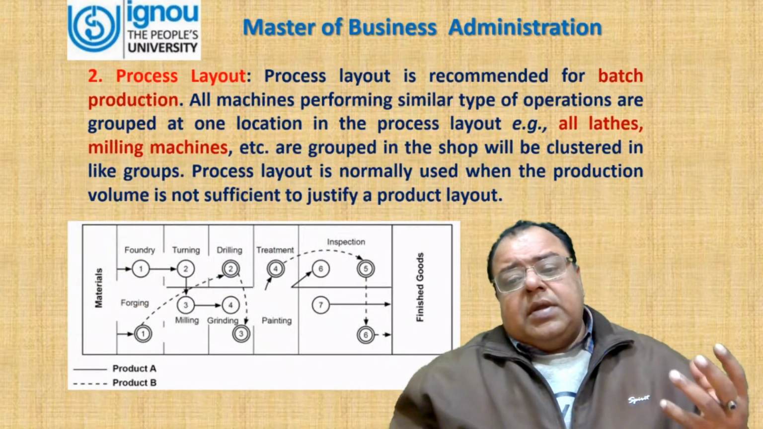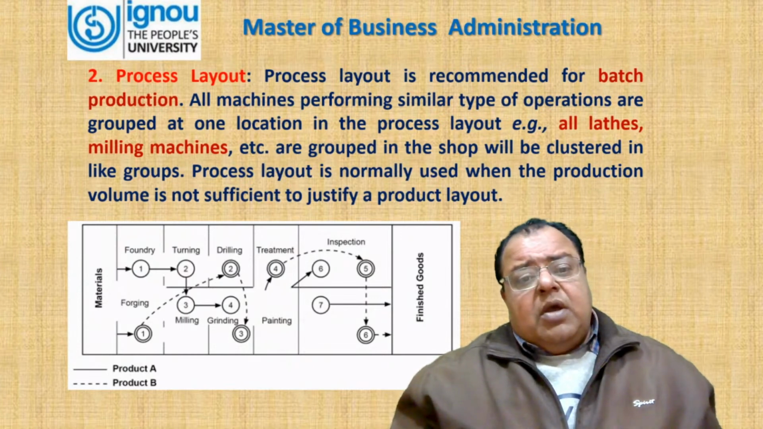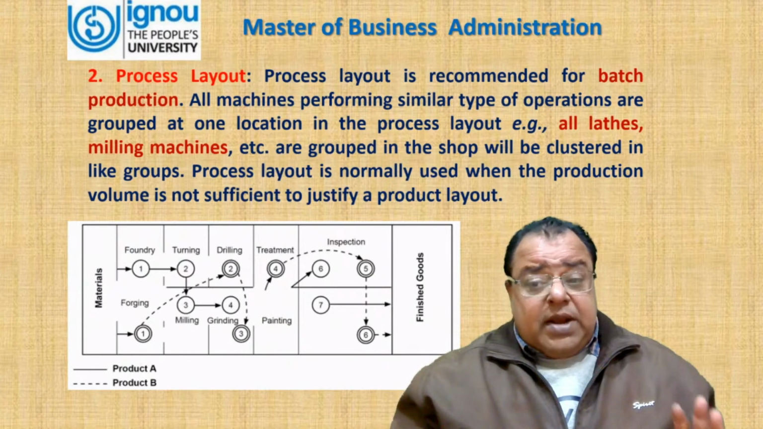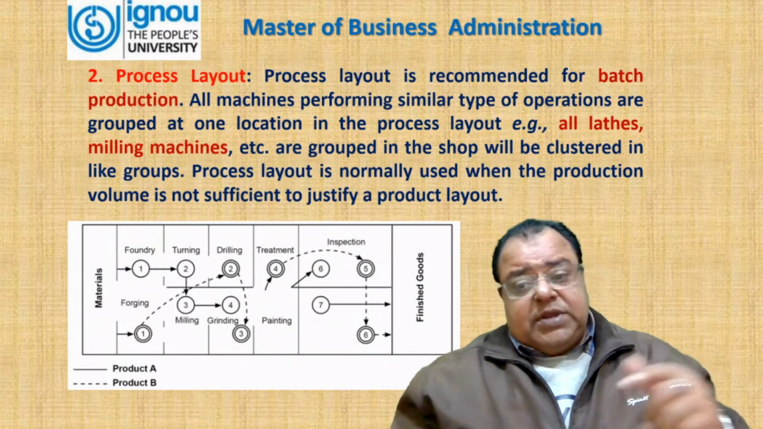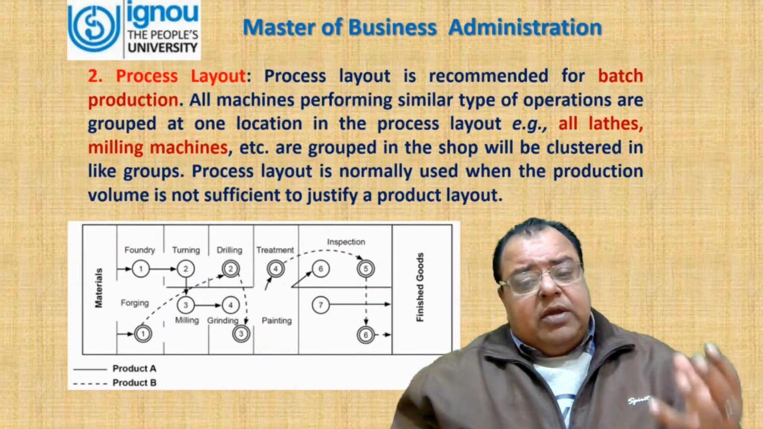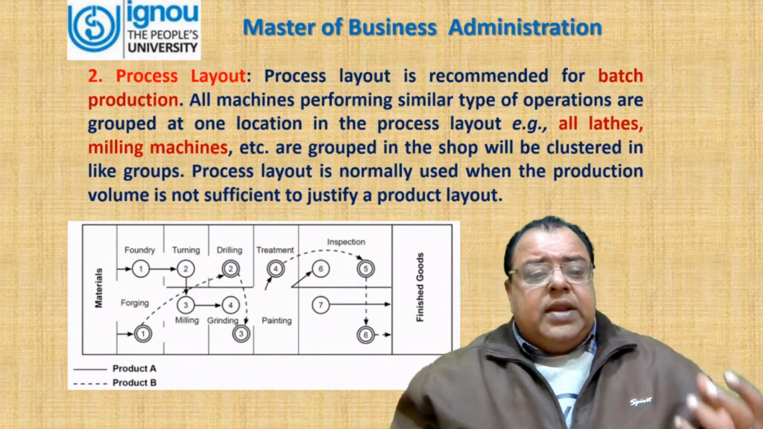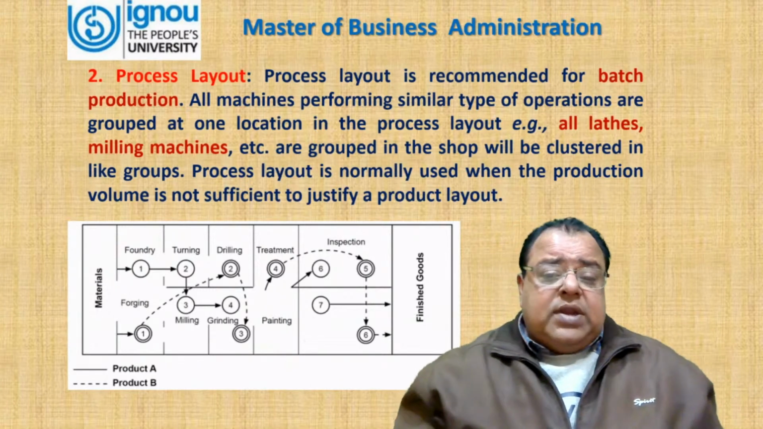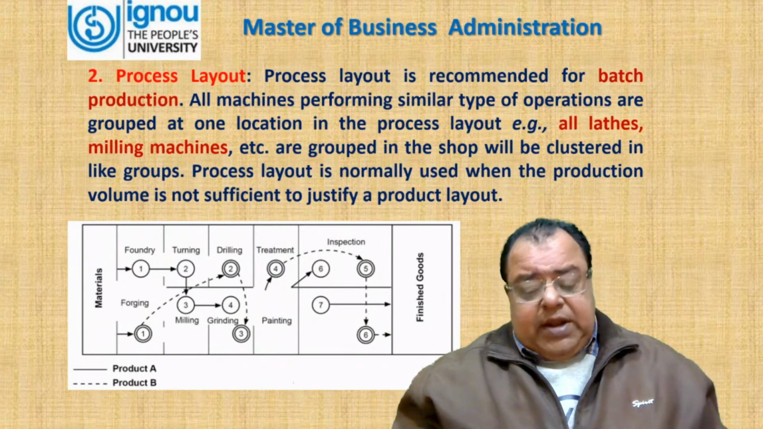Second one is process layout. Process layout is recommended for batch production. All machines performing similar types of operations are grouped at one location in the process layout. For example, all lathes and milling machines in the shop will be clustered in like groups. Process layout is normally used when the production volume is not sufficient to justify a product layout.